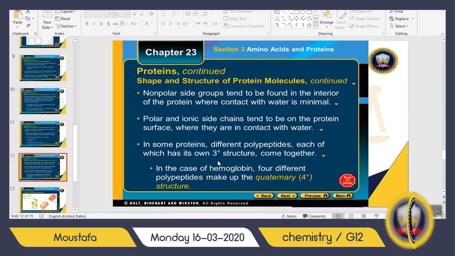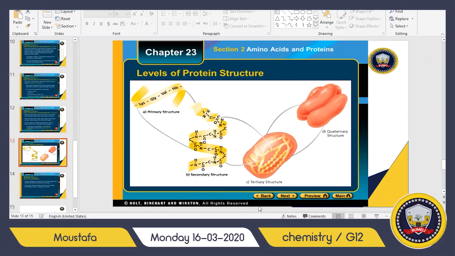As we know, hemoglobin is a type of protein. It has 4 different polypeptides that make up the quaternary structure. So hemoglobin is a quaternary protein structure. This slide explains the 4 structure levels of proteins. The first one is primary, the second one is secondary structure, this is the tertiary structure, and the last one is the quaternary structure, which is hemoglobin.